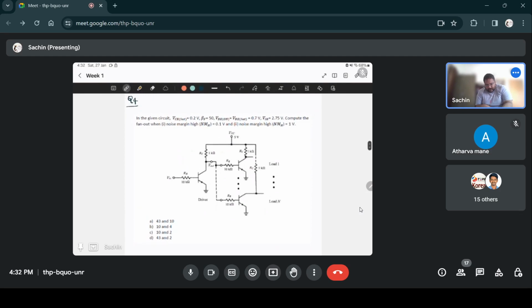Question 4. A similar problem was solved in class, except that here VIH is 2.75 volts, which is different, and they've asked you to calculate fan out for two different noise margins, 0.1 volts and 1 volt.